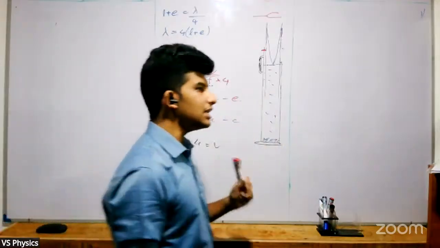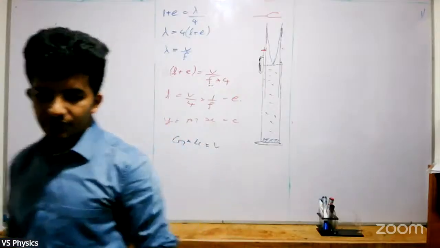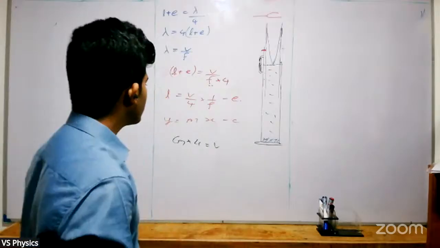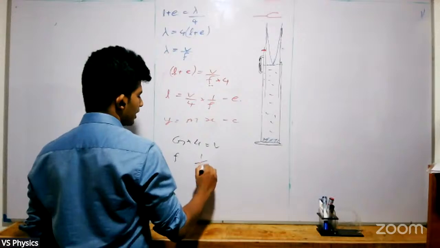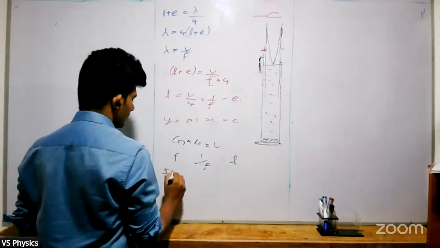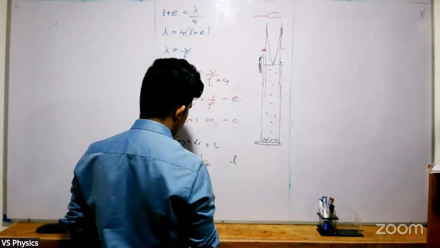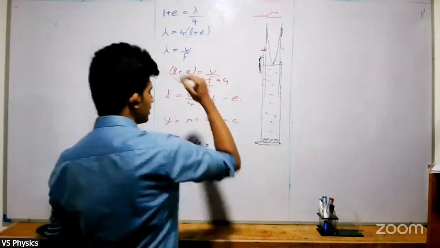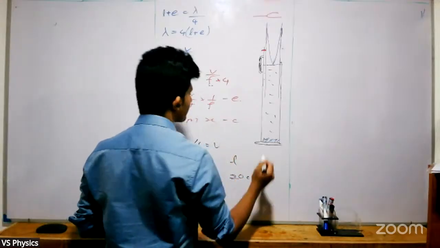Slowly raise the tube until you hear a loud sound. When you hear a loud sound, you have reached the fundamental resonance. What do you do? Frequency is proportional to 1 over L. The highest frequency is 512. So 1 over 512, and then what is the length? The length is whatever you find here. Let's say 20 cm.